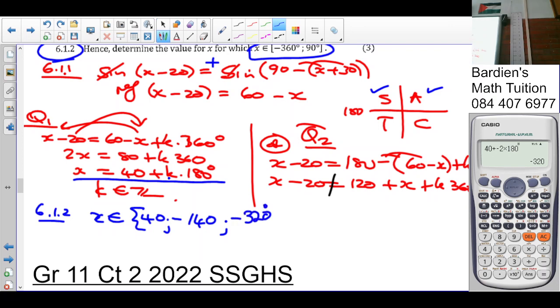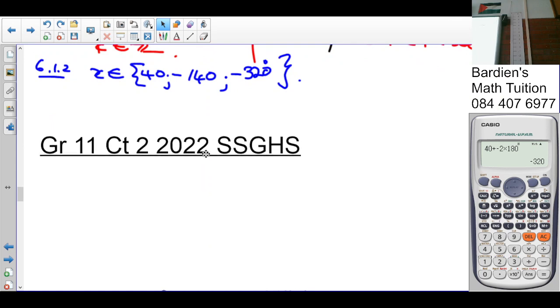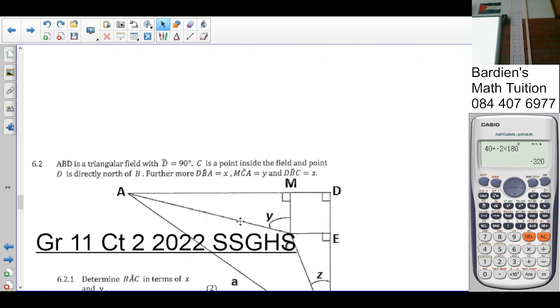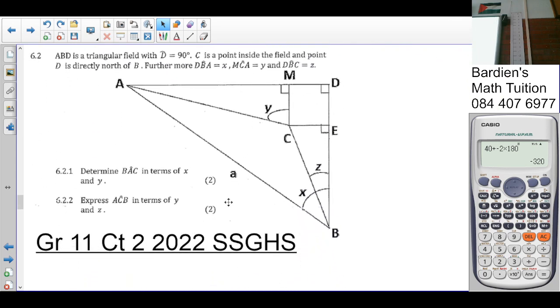Put minus 3 in, it is definitely outside. So that's the answer there in P4. Okay? So x is equal to 40, negative 140 and negative 320. The next question is question 6.2.